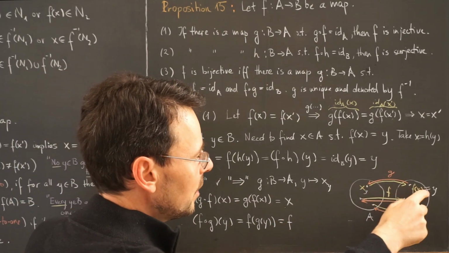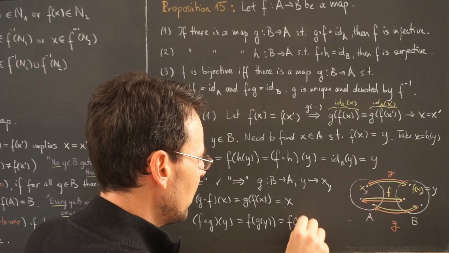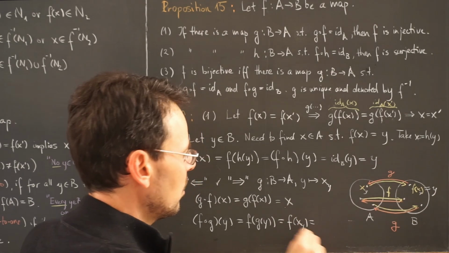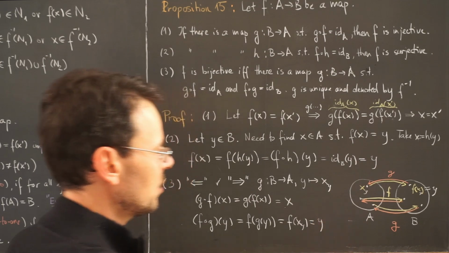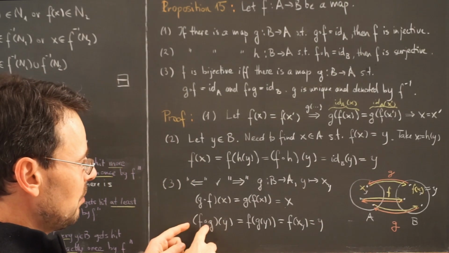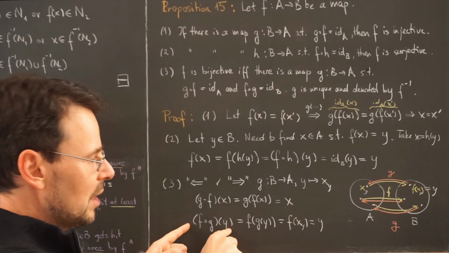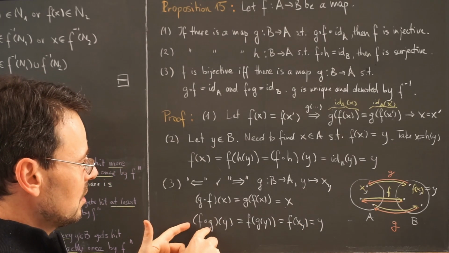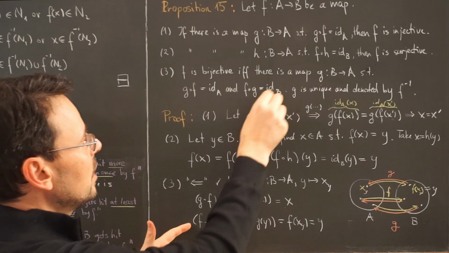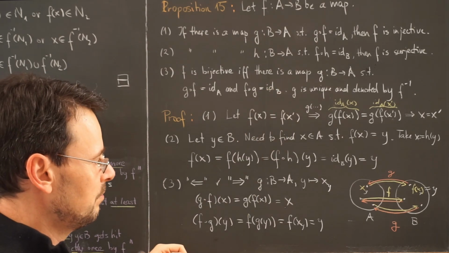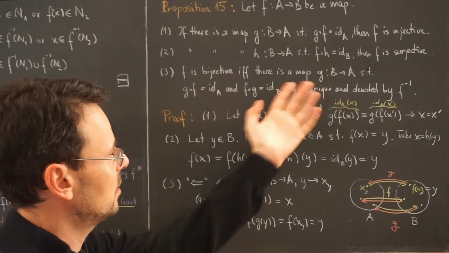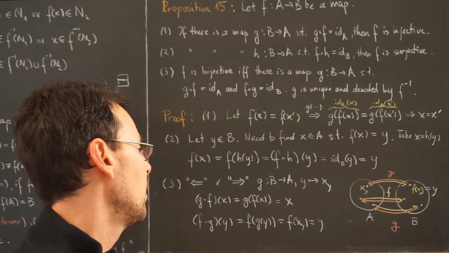g of y is exactly this xy here. And f of xy by definition is y. So this map here does nothing to an element of B, so this means this here is the identity of B. And this is what was claimed here.